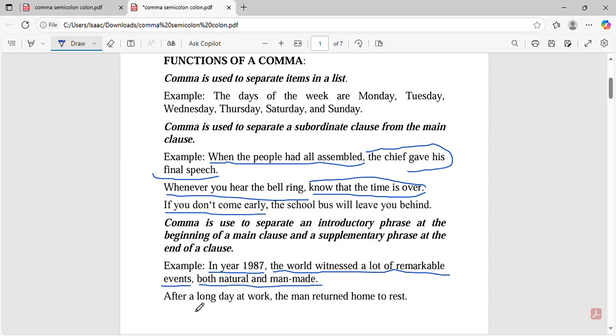You can see an example here, another example here. After a long day at work, the man returned home to rest. So this is the main clause. The man returned home to rest is the main clause. And you see the main clause. After a long day at work is an introductory phrase. So you separate it using a comma.